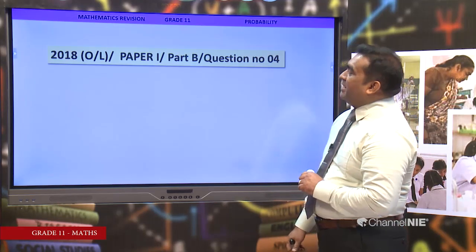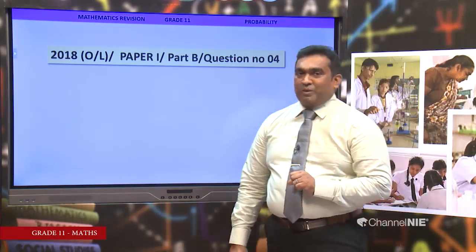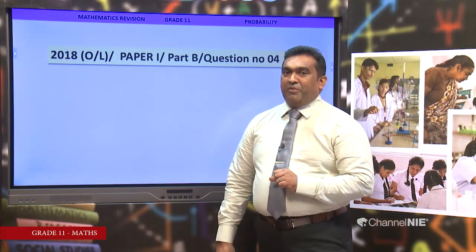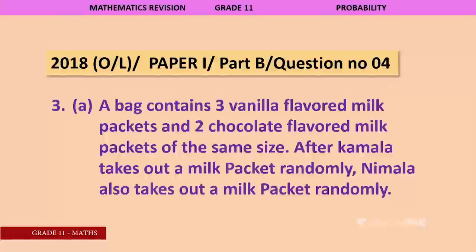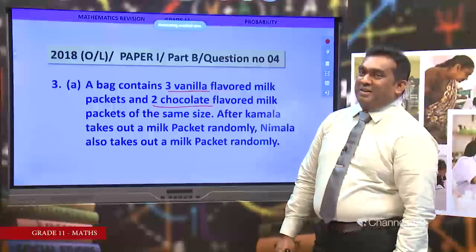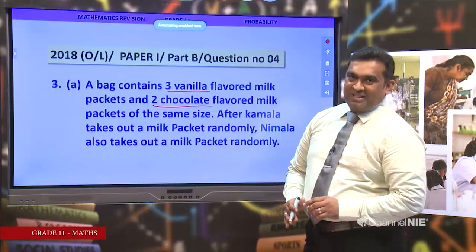Now 2018 past paper question. Paper 1, part B, structured 1, question number 4. A bag contains 3 vanilla flavored milk packets and 2 chocolate flavored milk packets of the same size. After Kamala takes out a milk packet randomly, Nimala also takes out a milk packet randomly. This is the experiment.